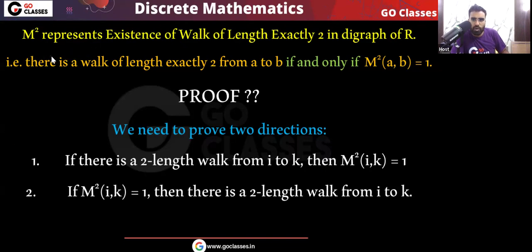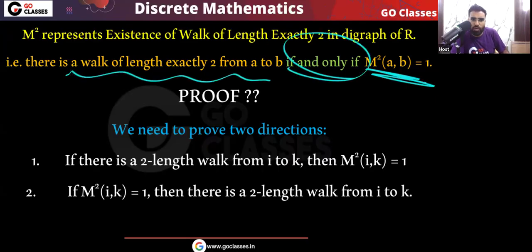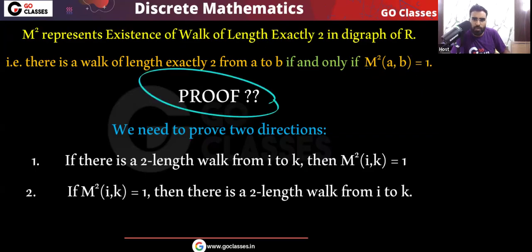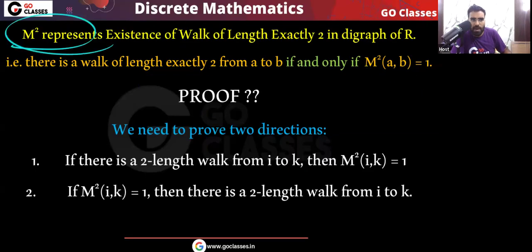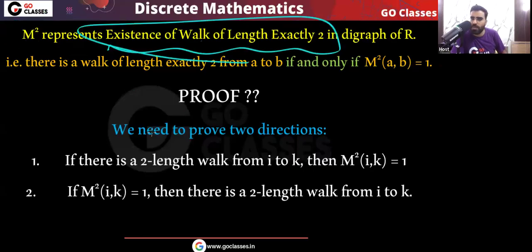So what do I need to prove? I need to prove that m power 2 represents existence of walk of length 2. What does it mean? It means that in m power 2 this AB entry will be 1 if and only if there is a walk of length 2 from A to B. Now how to prove it? For m power 2, how can I prove it?